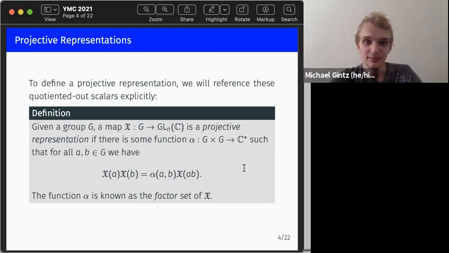Given a group G, a map X into the general linear group is a projective representation if there's some function alpha, which takes two elements of our group and outputs some scalar, such that for all a and b in G, we have X(a)X(b) equals alpha(a,b) times X(ab). This function alpha is known as the factor set of X. You notice first that this defines a homomorphism into the projective general linear group. And also, if alpha is trivial, then this is just an ordinary representation.